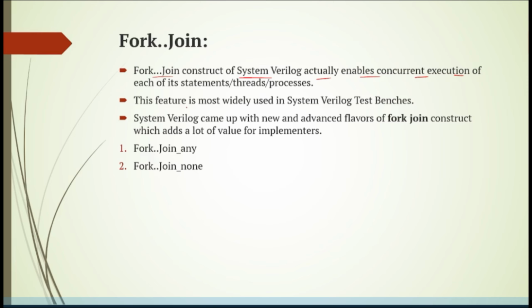This feature was mainly introduced in SystemVerilog for use in SystemVerilog test benches. SystemVerilog came up with new and advanced flavors of the fork join construct. Again, in fork join you have some more categories like fork join any and fork join none, and we will see all those things.